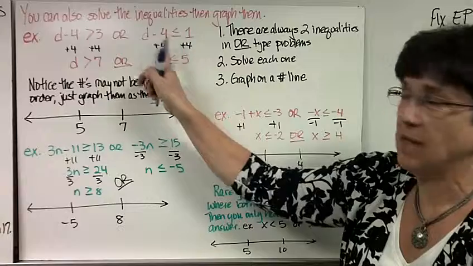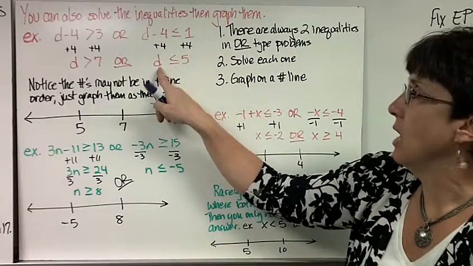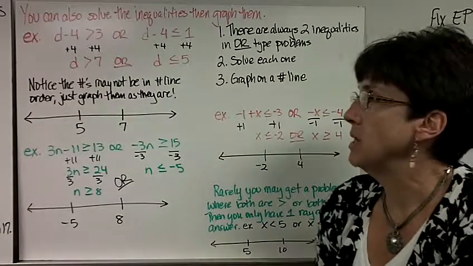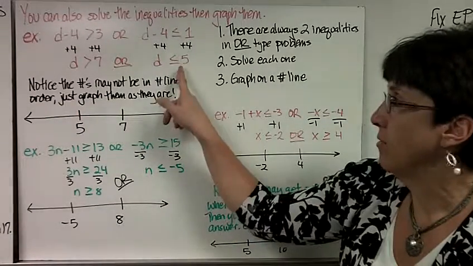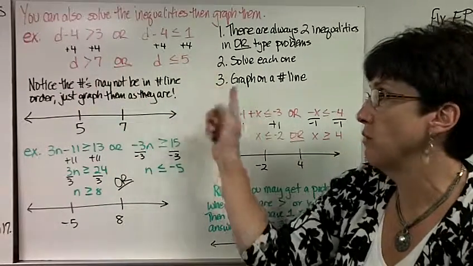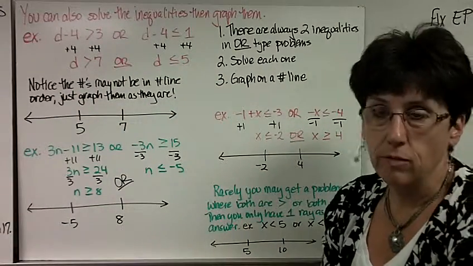Now they don't always say add the same thing, this one just happens to, and get D is less than or equal to 5. So notice the numbers may not be in number line order, like 5, this is pointing to the left, so 5, and then this is pointing to the right for 7, but it doesn't matter, just graph them as they are.